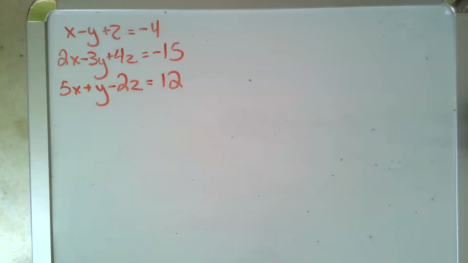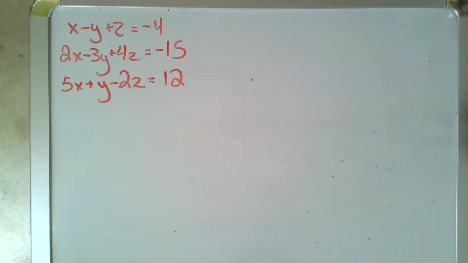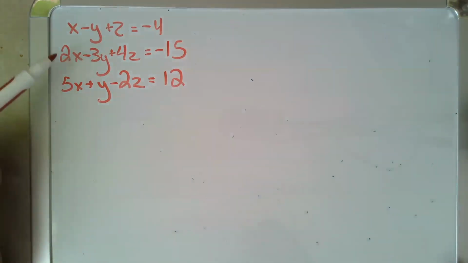Today, we're going to look at solving systems of equations when we have three variables and three equations. In general, you need the same number of equations as you have variables in order to solve. So my first thing is I'm going to take this equation and rewrite it down here.